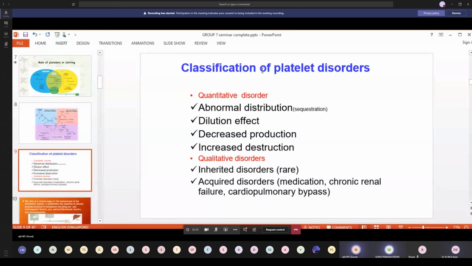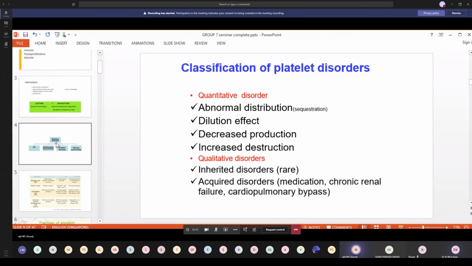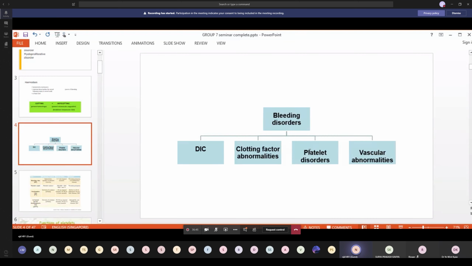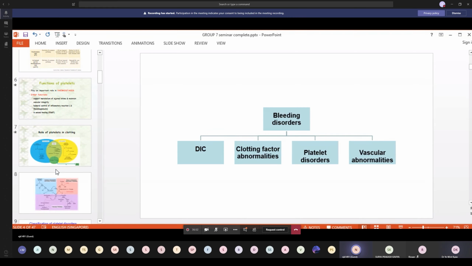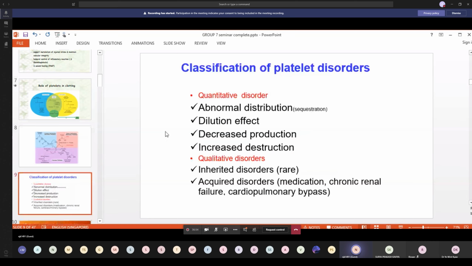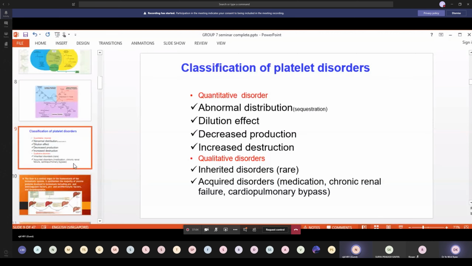Now, coming back to the classification of platelet disorder. Remember this part, and later you will see how it comes to liver hemorrhaging. We can classify under quantitative and qualitative. We are touching more on decreased production and increased destruction.